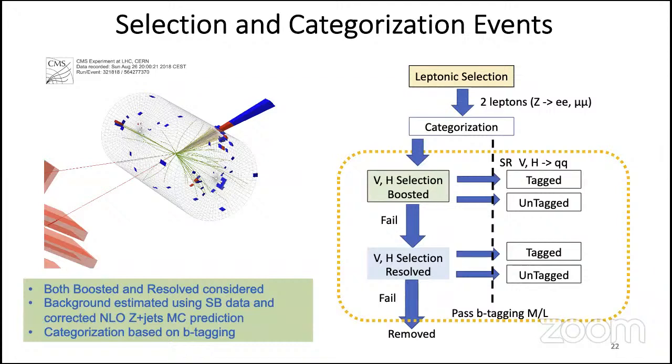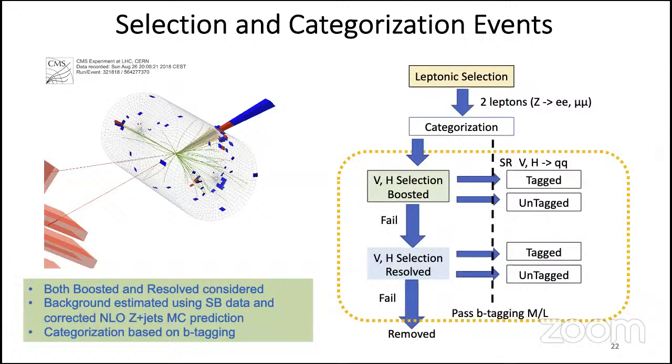So if we put together all these techniques, we start to select and categorize the events. In particular, we consider both boosted and resolved events. The background is estimated by sideband and data, and the categorization of events is based on.